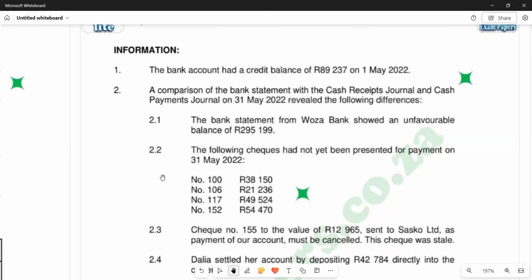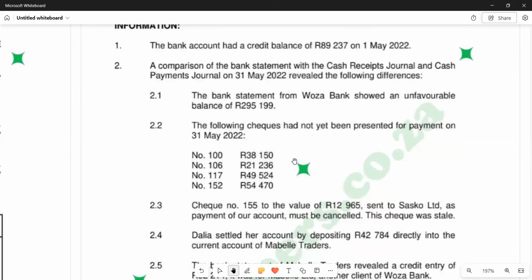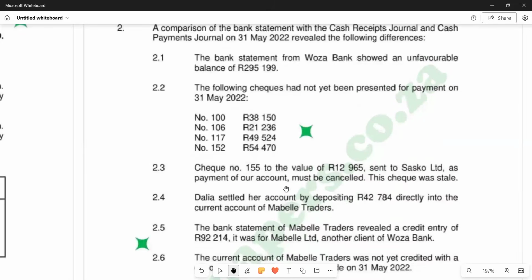Then two, a comparison of the bank statement, the cash receipts journal and the cash payments journal on 31 May 2022 revealed the following differences. So these are the differences that made the two balances not to be the same, so there was a need to prepare a bank reconciliation statement. You can go through each and every item before you start to answer the question, so that you can have a true reflection of what is transpiring in the question.